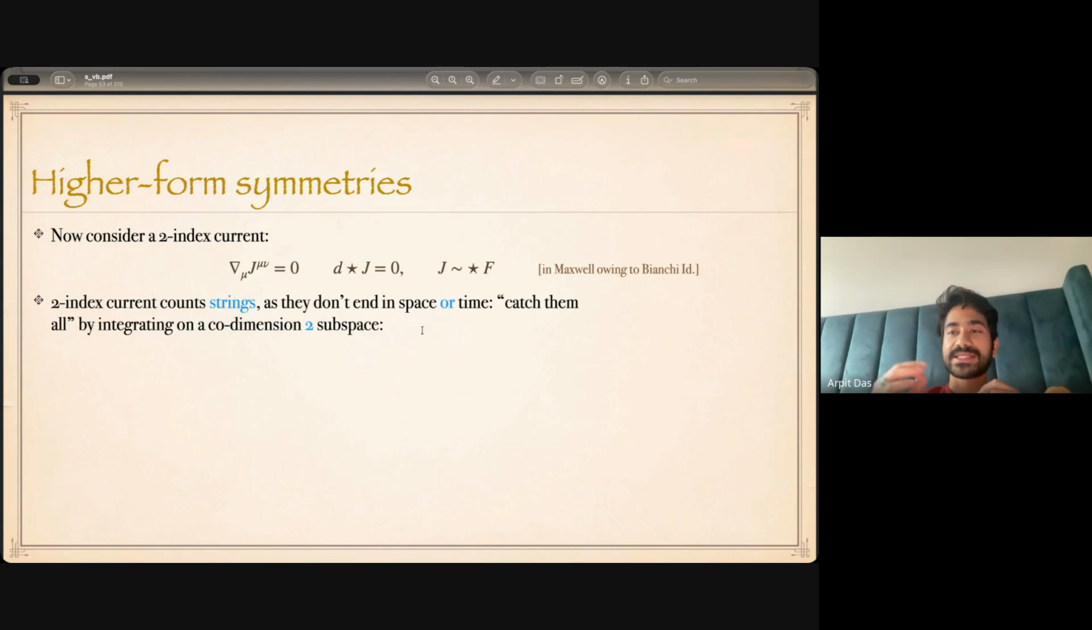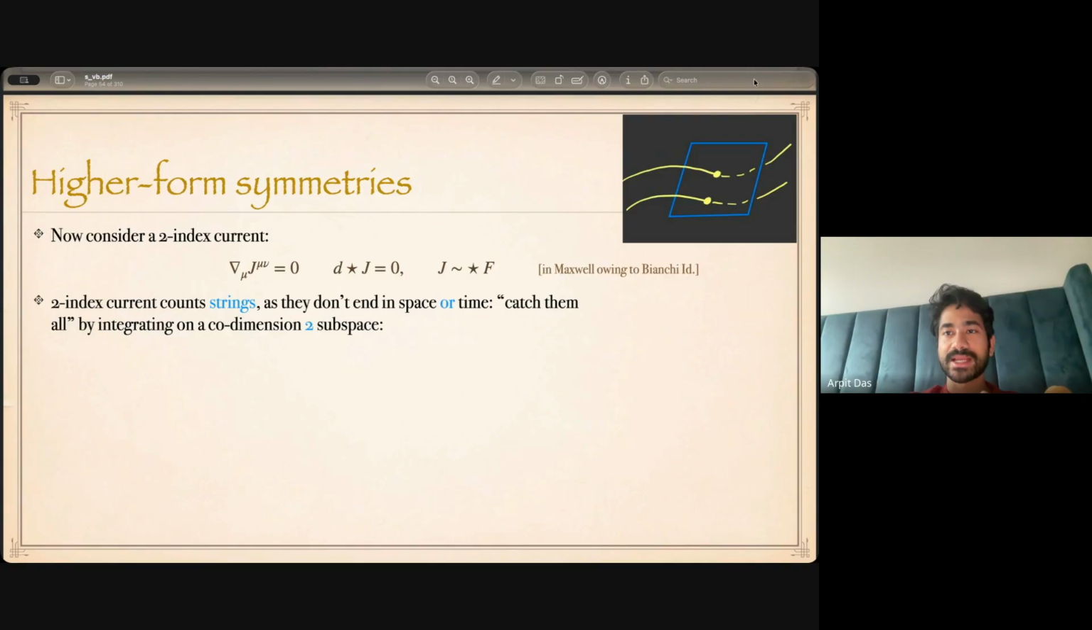Now because you have an extra index, imagine these are strings. These are not point particles, but these conserved things are like strings. Because these are one-dimensional extended objects in 4D, in order to catch all the strings in the room, you don't need to integrate over the three space. You can do a cross-sectional integration, transverse to the direction in which the strings are pointing. If you take a cross section, then you'll be able to catch all the strings.